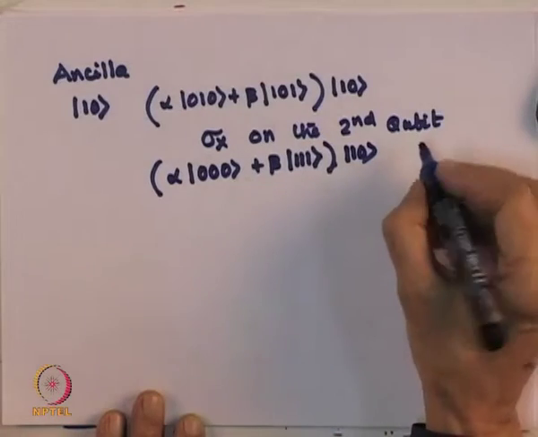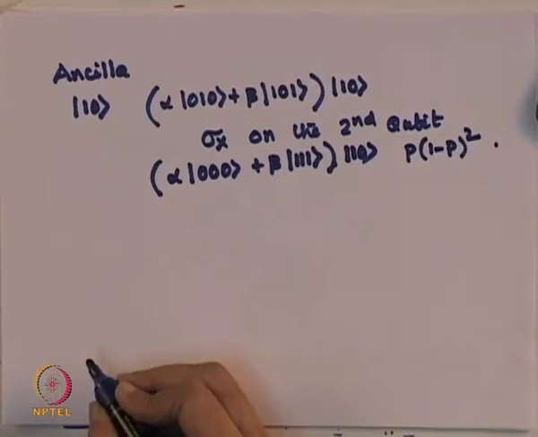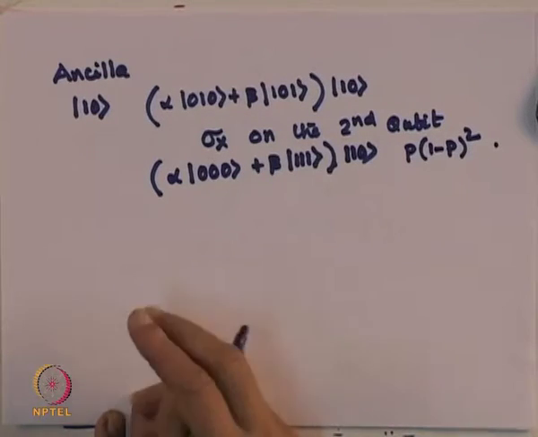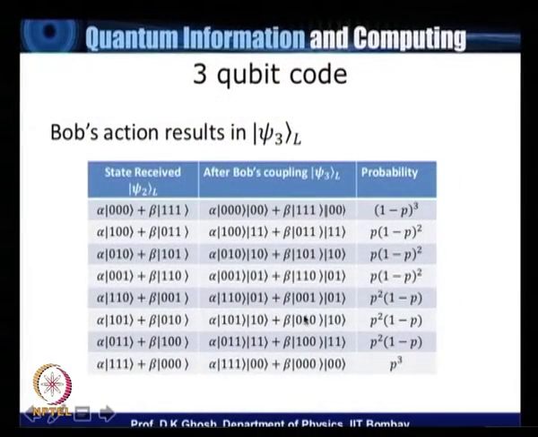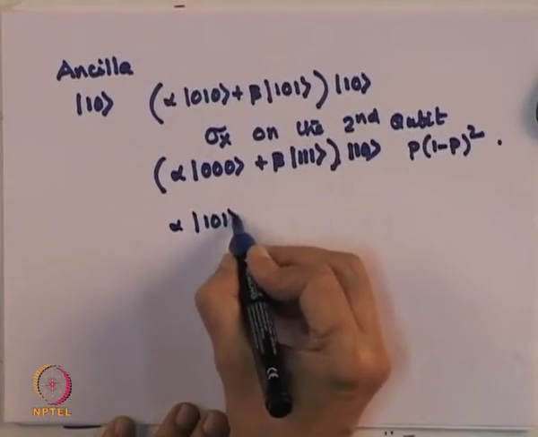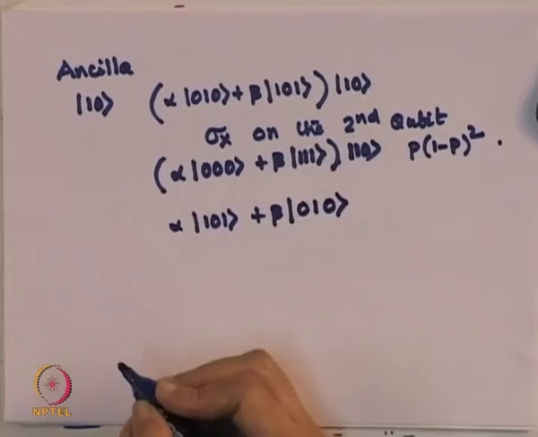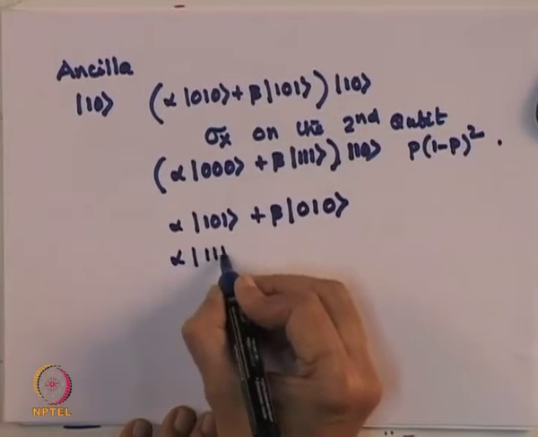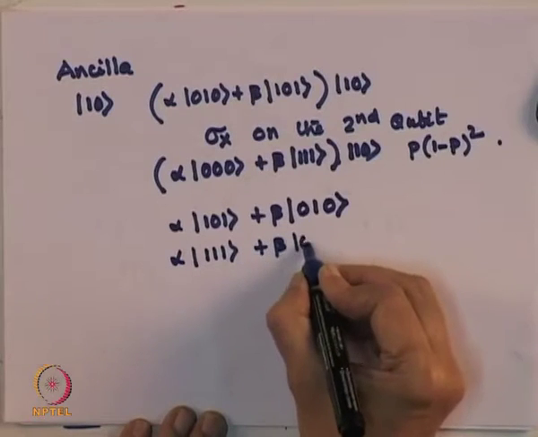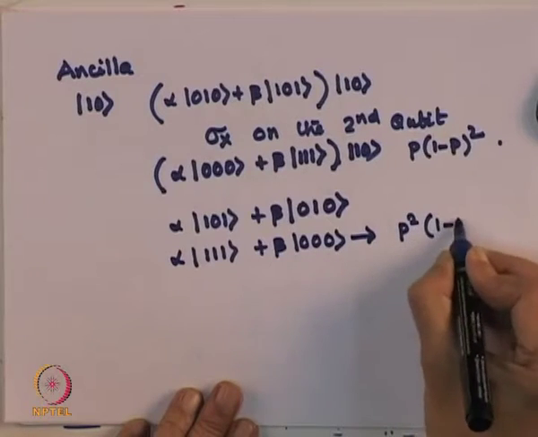and that we have seen was again something which had a probability of 1 minus p into (1 minus p) square. But the second alternative that was there, where the second qubit was 1 0, was alpha 1 0 1 plus beta 0 1 0. If you apply the X gate on the second qubit, it will get alpha 1 1 1 plus beta 0 0 0, and this state, as we know, appears with a p square into (1 minus p) probability.